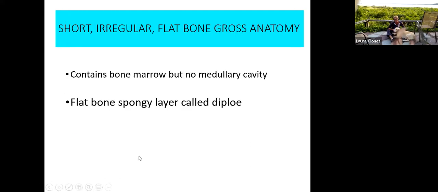All right, then we have short, irregular, and flat bone gross anatomy. That is again the compact bone sandwich I was talking about, compact bone to the outside and inside, and spongy bone in between, where that spongy bone is often referred to as diploë, just a fancy word for spongy bone.